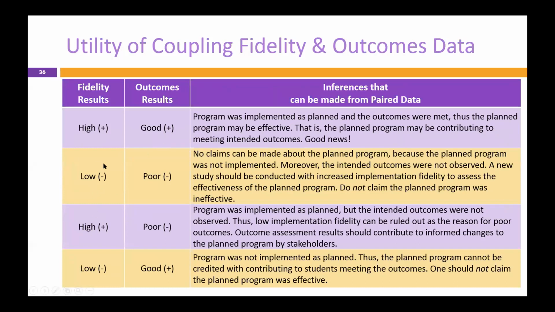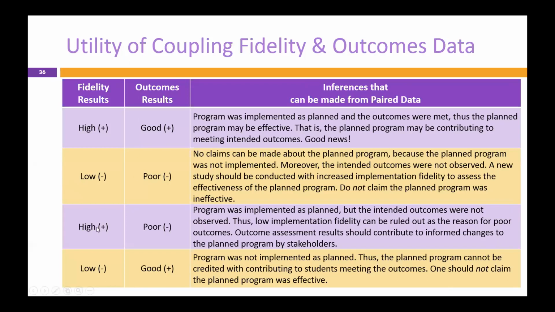If the implementation fidelity results were low and the outcome results were low, we can't make any claims about the planned program. That's what we have to be careful about. The planned program was never received by the students because it wasn't implemented. Now, this program that was implemented doesn't appear to be effective, but we can't make claims about the planned program. If we want to assess the planned program, we have to go back and implement it and look at its effectiveness.